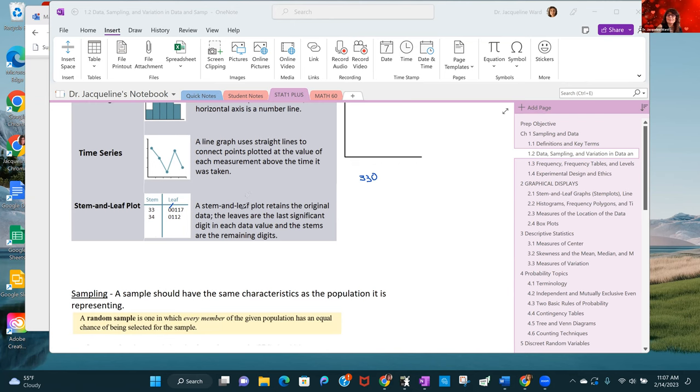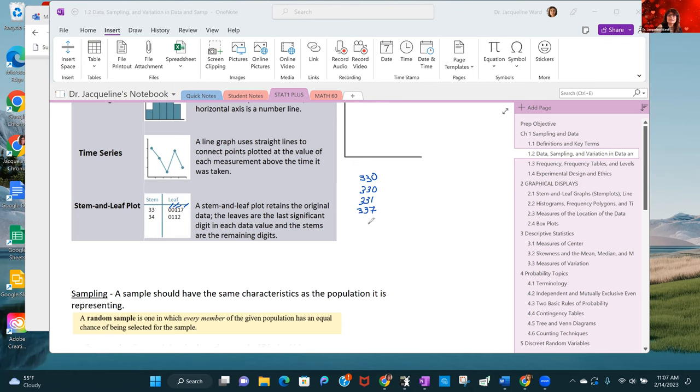So maybe we're looking at how many days it has been since you've been on vacation. It's close to the end of the year. So for one person, it's been 330 days. Another person also, it was 330 days. For someone, it was 331. See how the one is the leaf added onto that stem. And for one person, 337 days.